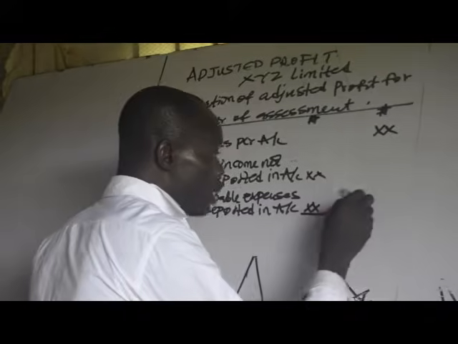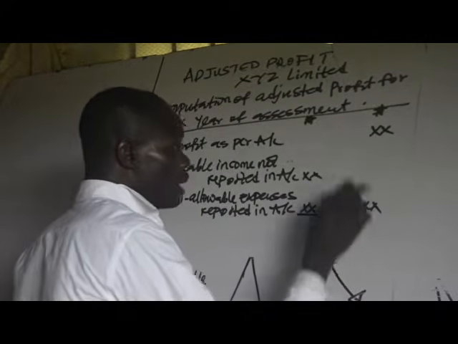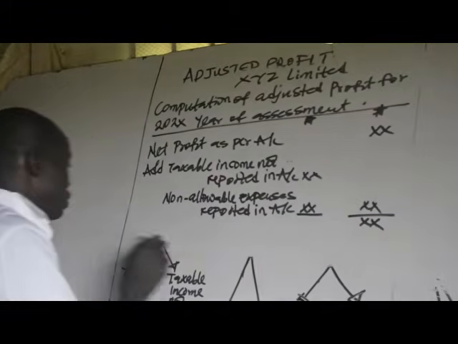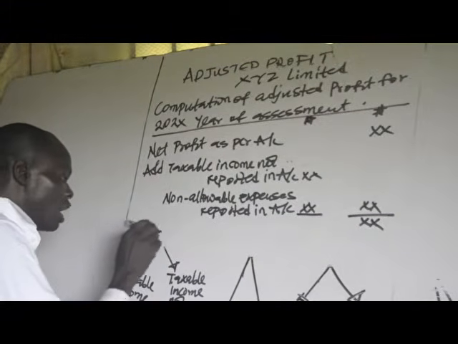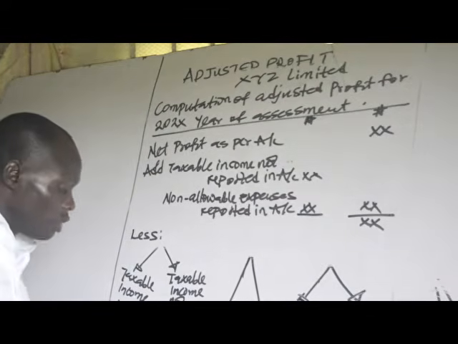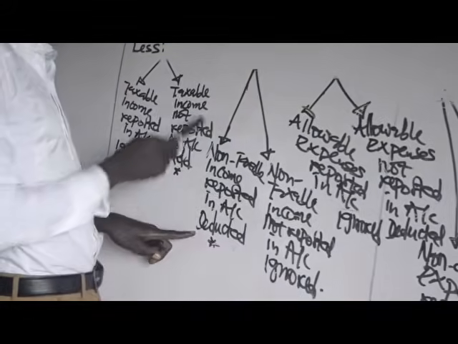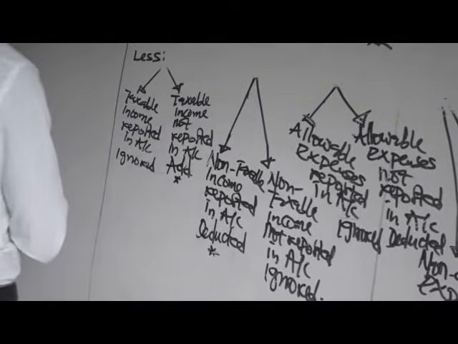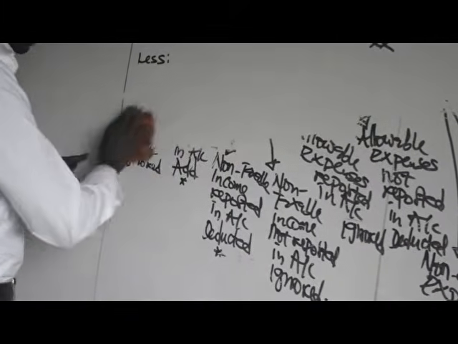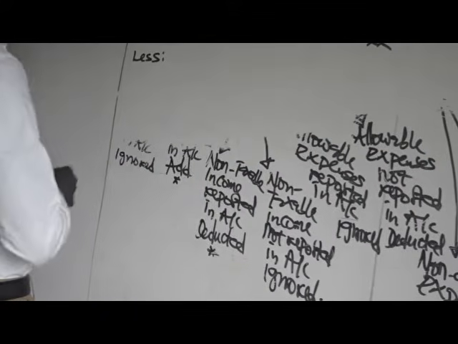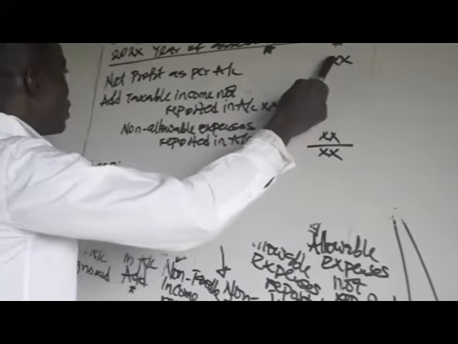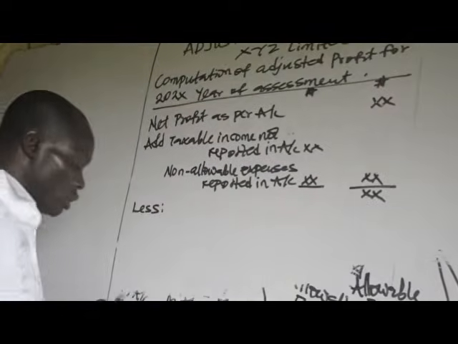So when you add, you have this as the total. You add it to the net profit at the top, so you have the total. You now less these items. Number one, non taxable income reported in account. We said this income cannot be taxed. Since it has been reported in account, that means this income has formed part of the net profit figure. That is why we are going to deduct that.